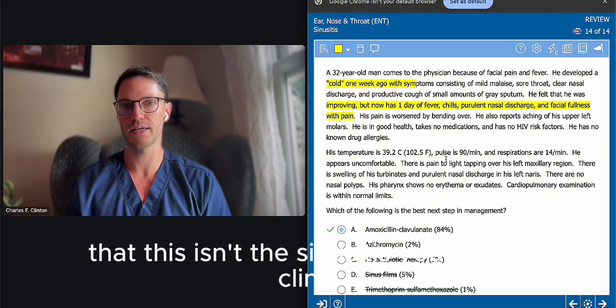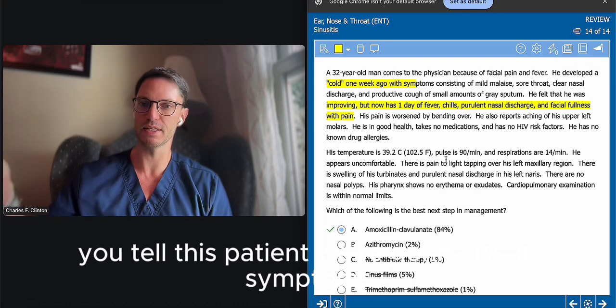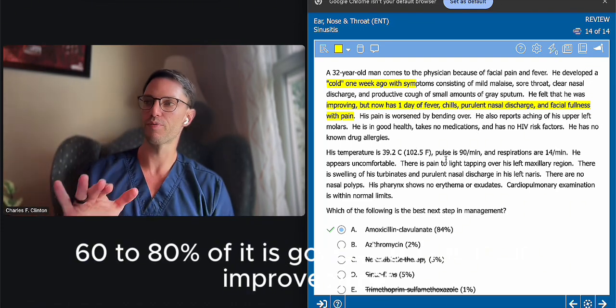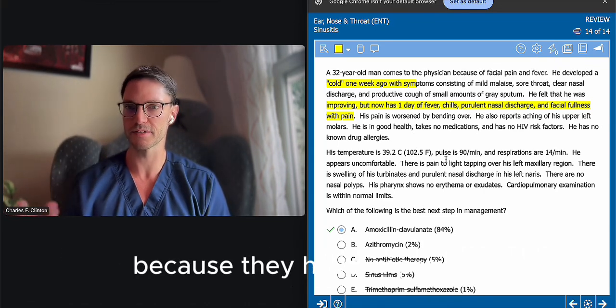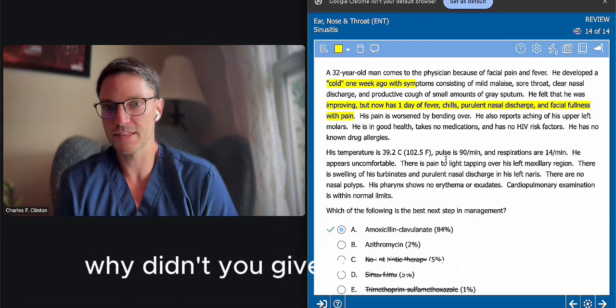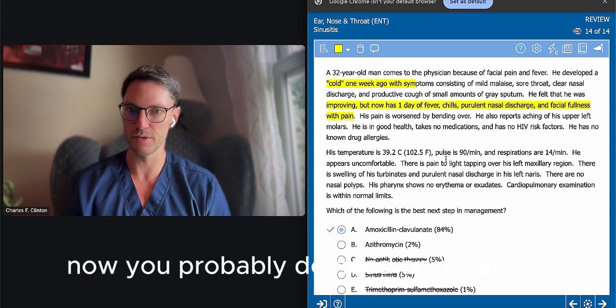You know that this isn't the sinusitis you see in clinic. If you see this patient in clinic, you tell the patient, we're going to treat symptoms. This is probably a virus. 60 to 80% of it is going to be viral. If you improve, great, don't even call us. If you don't improve in a week, let us know. Most of your patients won't call back because they have improved. This is the patient that calls back and says, I'm feeling horrible, I'm feeling worse. Why didn't you give me the antibiotic on the first occasion I went to the hospital or to the clinic? And this is the one you say, okay, now you probably do need an antibiotic.